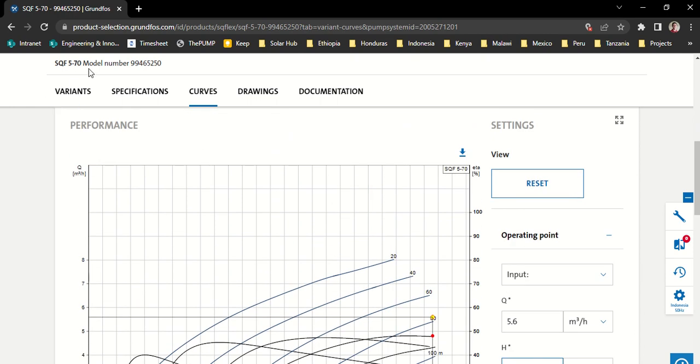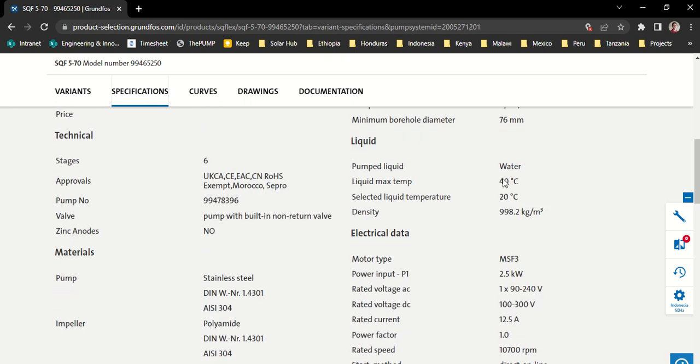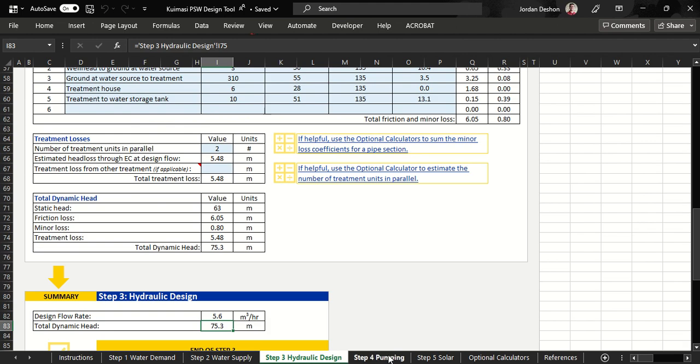So, and then this is the model that was selected by the design engineer, SQF5-70. We can click on the specifications tab to read more about this pump, to see the rated DC voltage range, the rated current, and the power input. And that's what we enter here at the top of step 4.